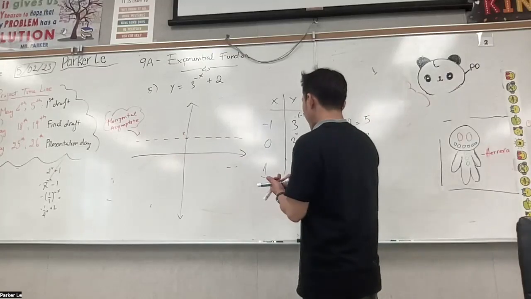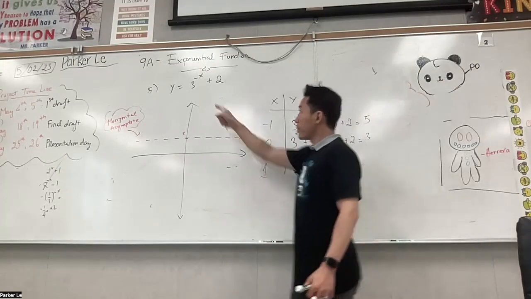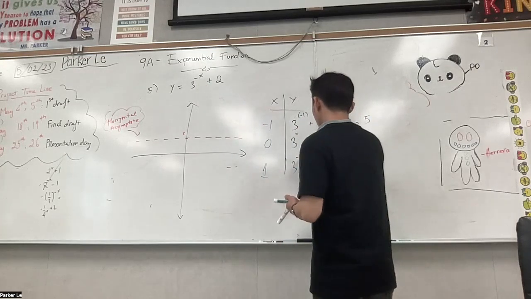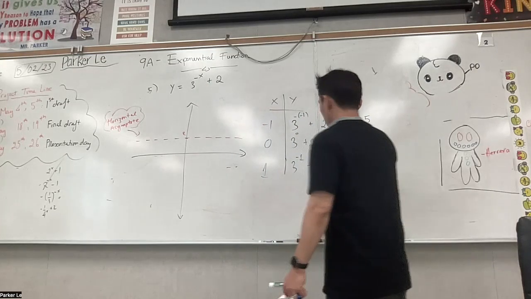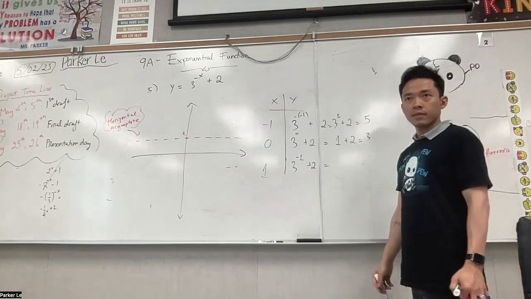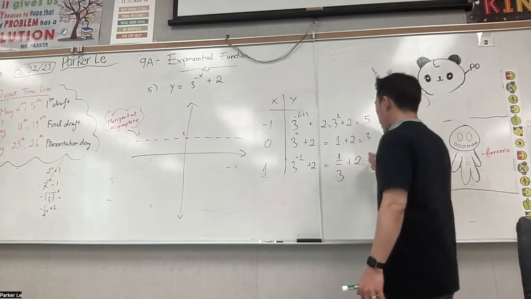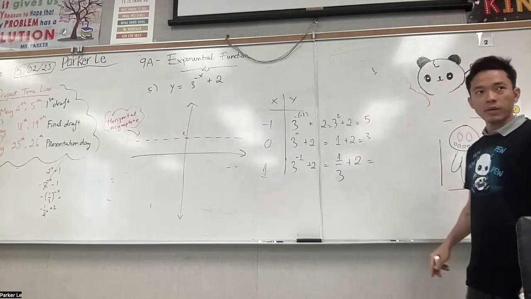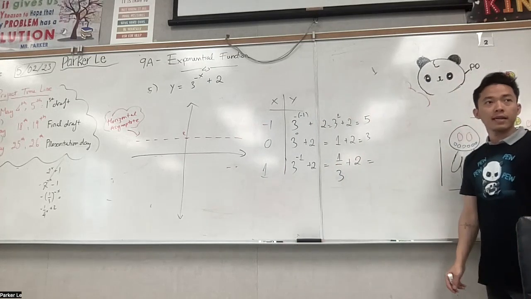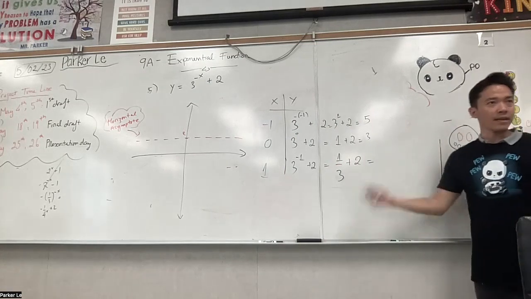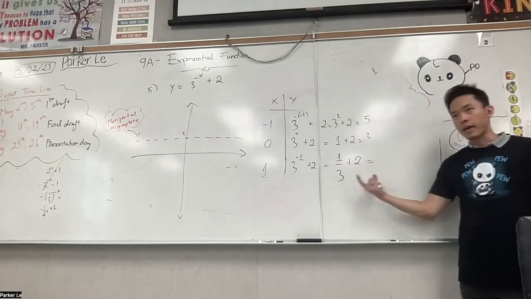Last one, 3 to the power 1. But you have the negative already there. So I have negative, plug in 1, plus 2. What is 3 to the negative 1? Not negative 3. Be careful. It's 1 over 3. What is 1/3 plus 2? Do you know how to add fractions? 7/3, very fast.